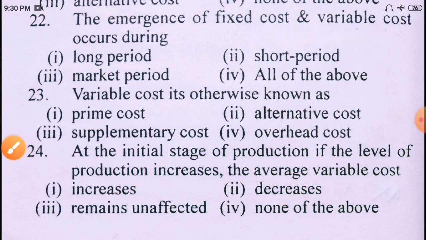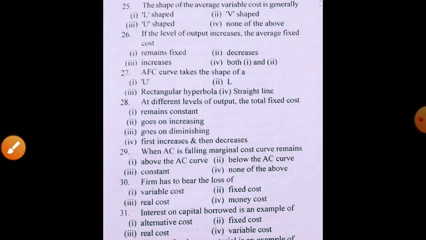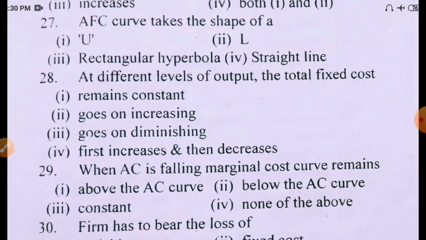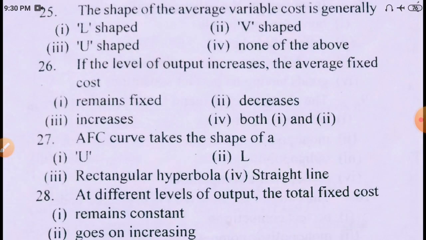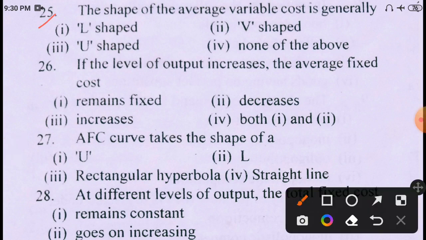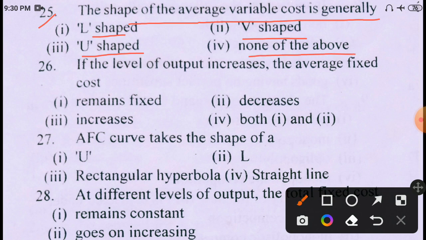Next, number 25. The shape of the average variable cost is generally (i) L-shaped, (ii) V-shaped, (iii) U-shaped, (iv) none of the above. The correct answer is (iii) U-shaped.